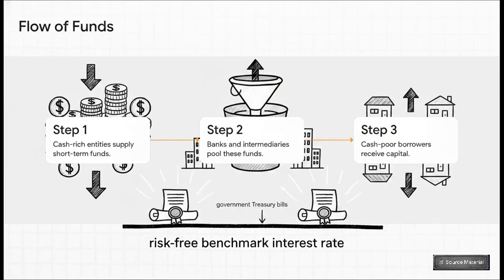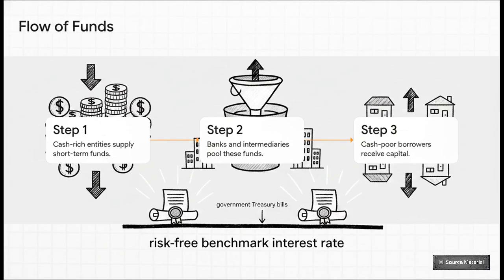So the flow of funds through this massive secondary market generally follows three pretty simple steps. Step 1. Cash-rich entities supply the short-term funds. Step 2, banks and intermediaries pool all those funds together. And Step 3, cash-poor borrowers receive that capital for long-term investments.